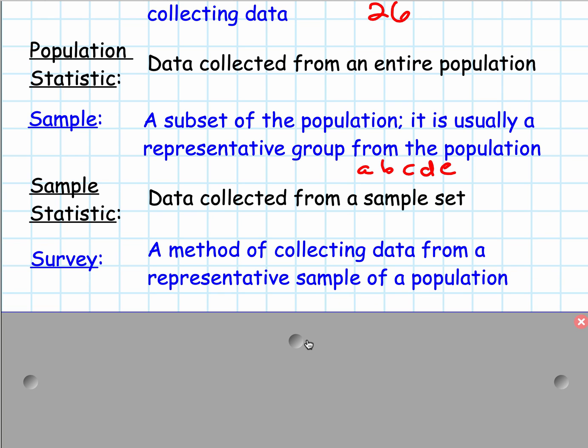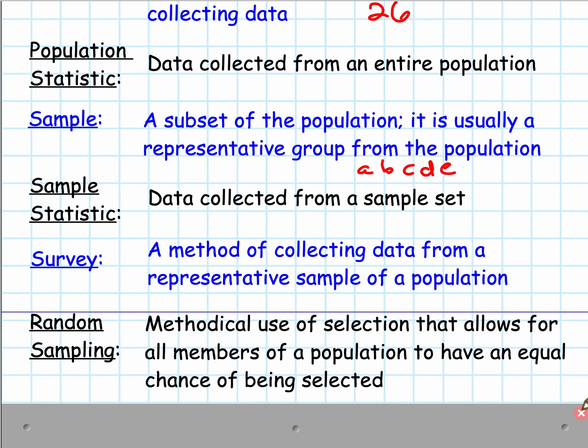Now, surveys don't always have to be like, hey, what do you think about this? A survey is actually just a method of collecting data from a representative sample of a population. So when people talk about surveying, they don't necessarily mean that they're asking people questions. It just means that they've gone ahead and looked at a specific group, not everybody.